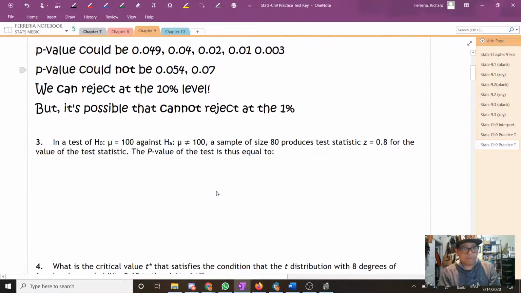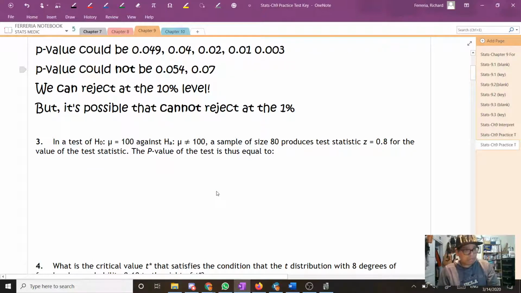Okay, moving on to question 3, the last one in this particular video. In a test where mu is 100 against mu is not 100, a sample size of 80 products gave us a test statistic of z equals 0.8. Well, that's kind of redundant now, isn't it? What's the p-value of the test?